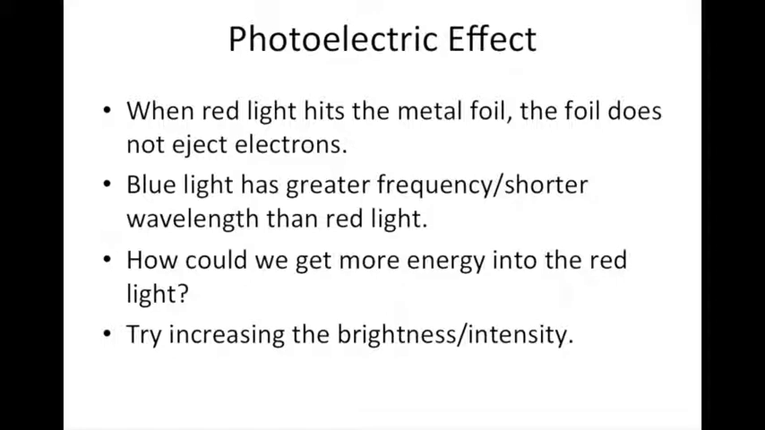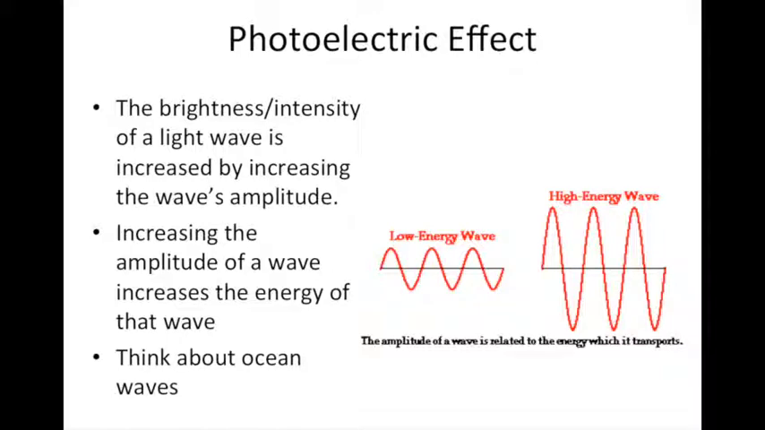Well, according to wave theory, if we increase the intensity or the brightness of the red light, we should be able to get some electrons being ejected, because the brightness or intensity of a light wave can be increased by increasing the wave's amplitude. Increasing the amplitude of a wave increases the wave's energy. So traditionally, if you increase the amplitude of a wave, you give that wave more energy. You can see over here we have a low energy wave and a high energy wave with a higher amplitude.